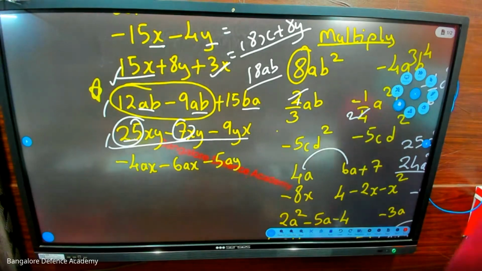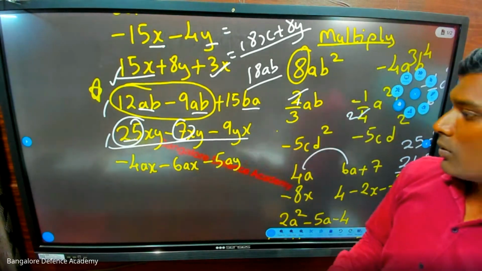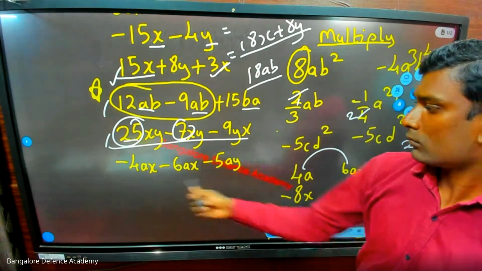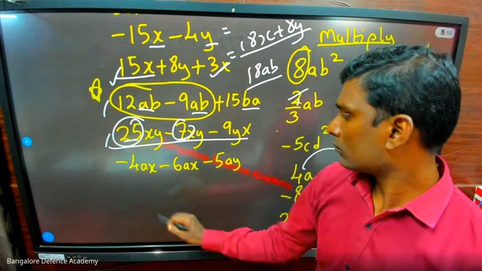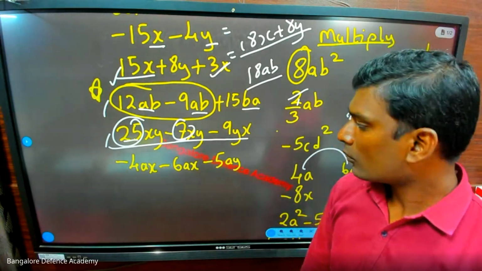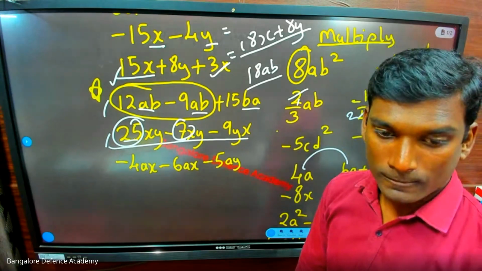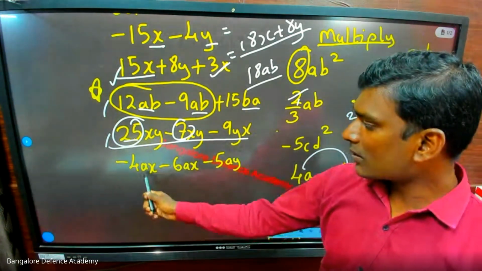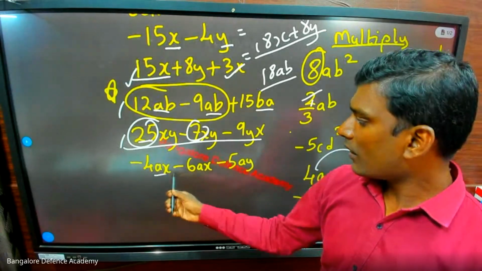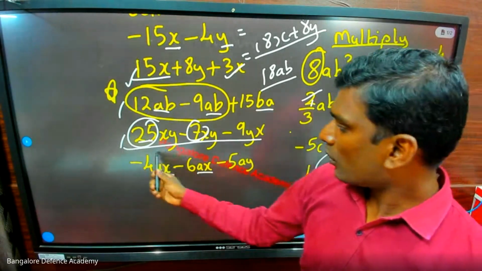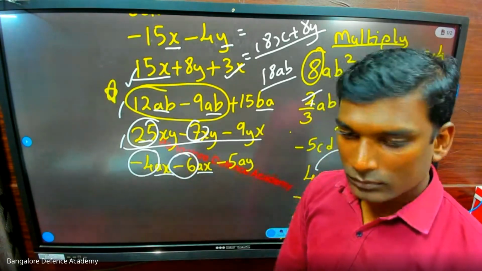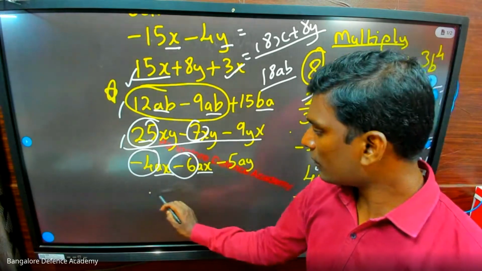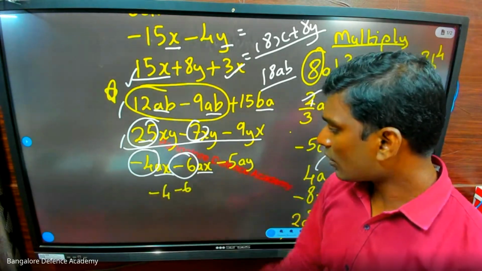Sir, what is the answer for the last one? Sir, last two, minus 2ax minus 5ay. Why did you get minus 2ax? See, look at this. You have ax here, ax here. So what is this number? Minus. What is this number? Minus 6. So what will you do? Minus 4 minus 6, how much is it?